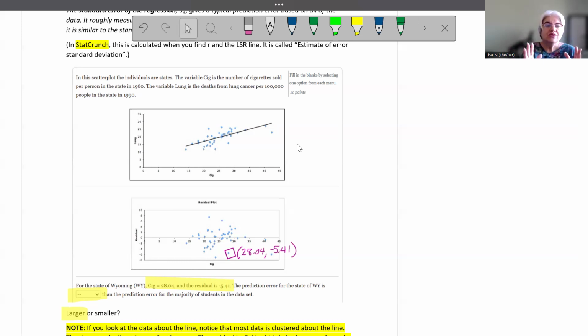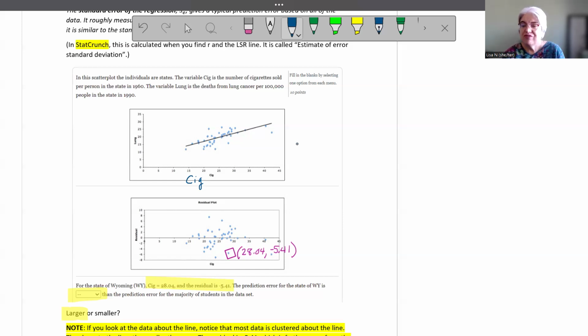The first graph has to do with cigarettes and the deaths from lung cancer. I'm just going to write this here. It's kind of hard to read, but this is the number of cigarettes sold per person. And then this one is the deaths from lung cancer per 100,000 people in 1990.